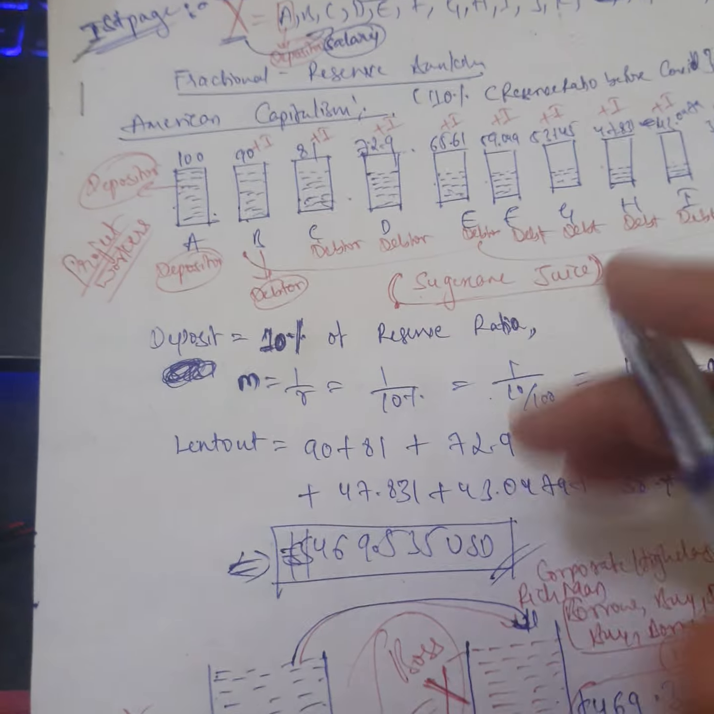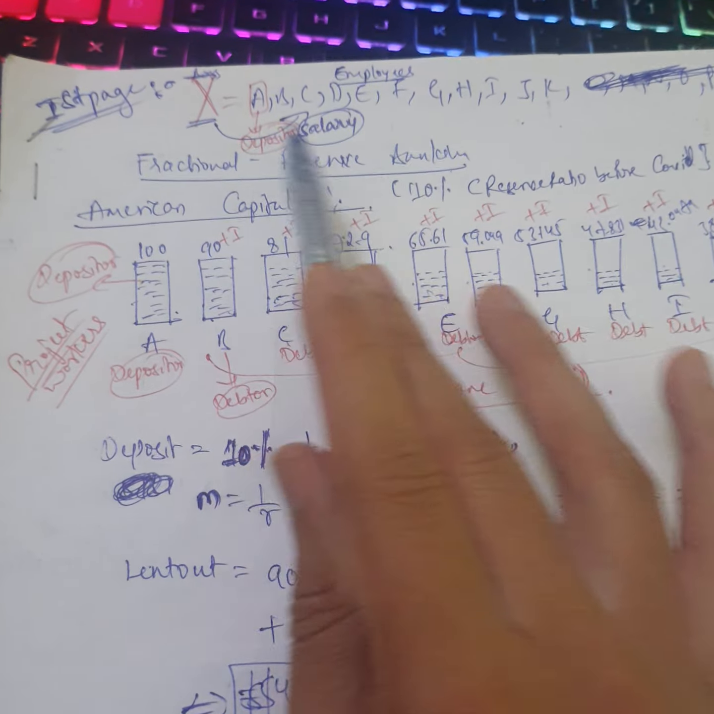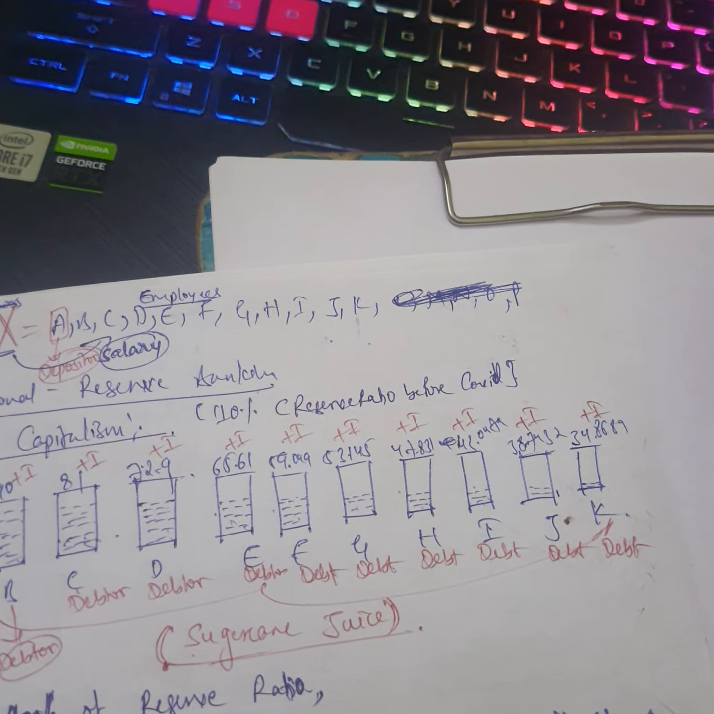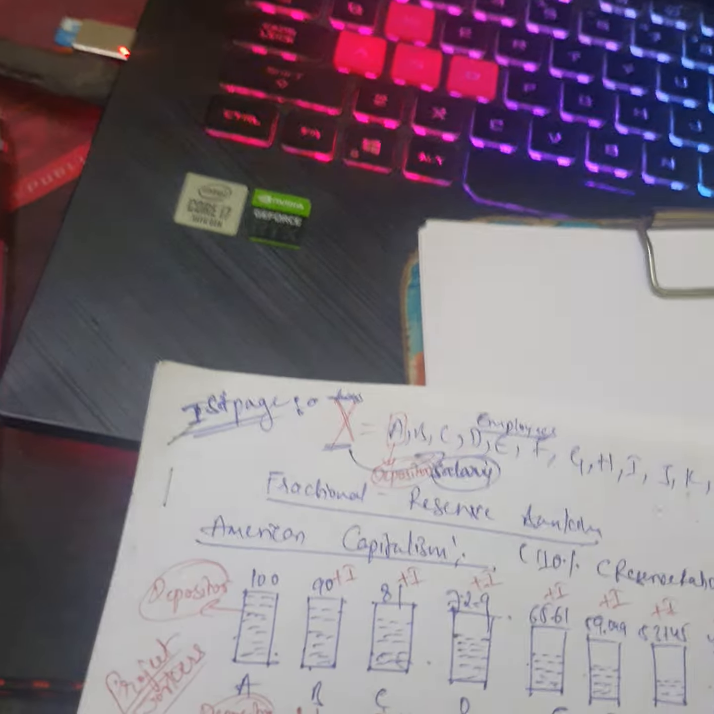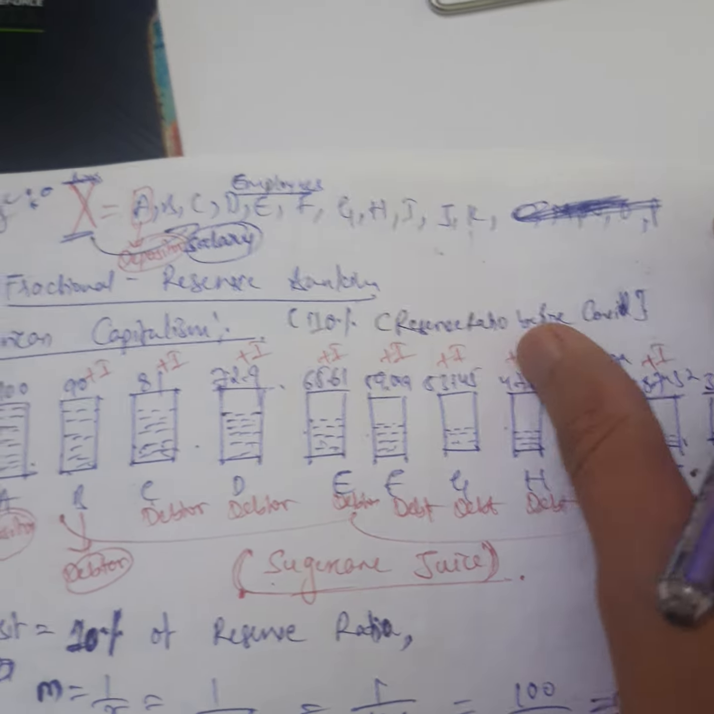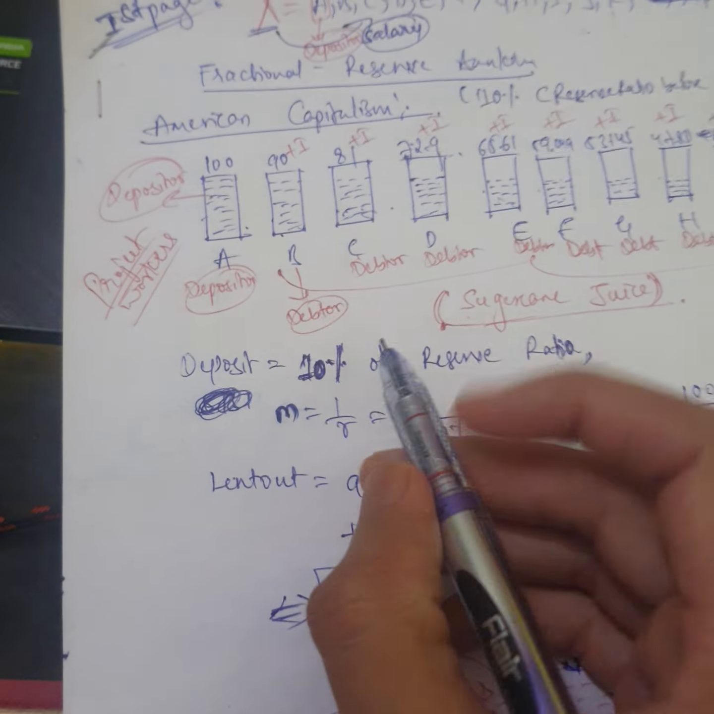Here we will come to know how the concept of fractional reserve banking, American capitalism, works. Before 2020, before COVID came, the reserve ratio was 10%. The 10% reserve ratios were there before the COVID. The 10% reserve ratio means there is a formula.